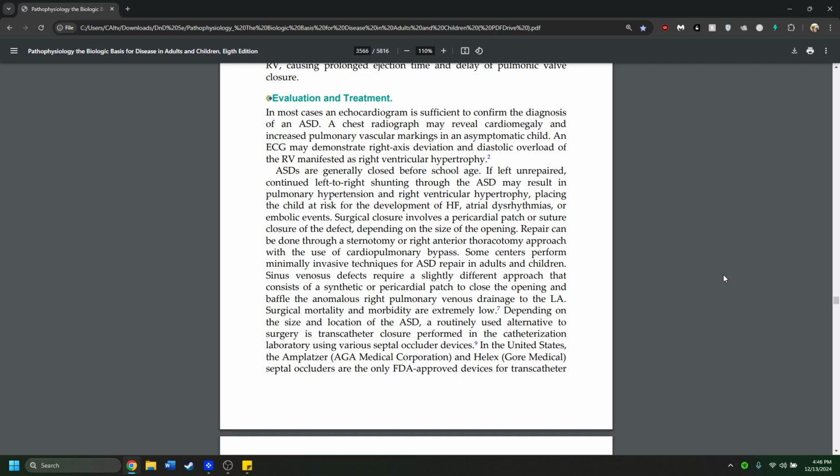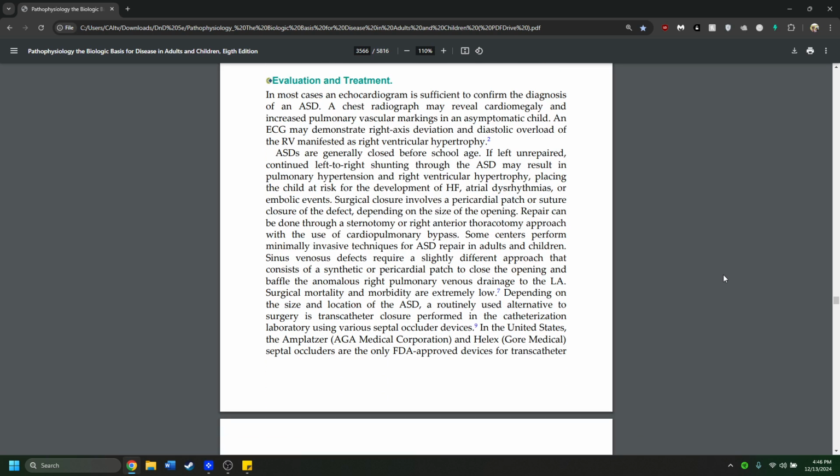So what's our evaluation and treatment plan in this case? Well, in most cases, an echocardiogram is sufficient to confirm the diagnosis of ASD. A chest radiograph may reveal cardiomegaly and increased pulmonary vascular markings in an asymptomatic child. An EKG may demonstrate right axis deviation and diastolic overload of the right ventricle, manifested as a right ventricular hypertrophy. ASD are generally closed before school age.